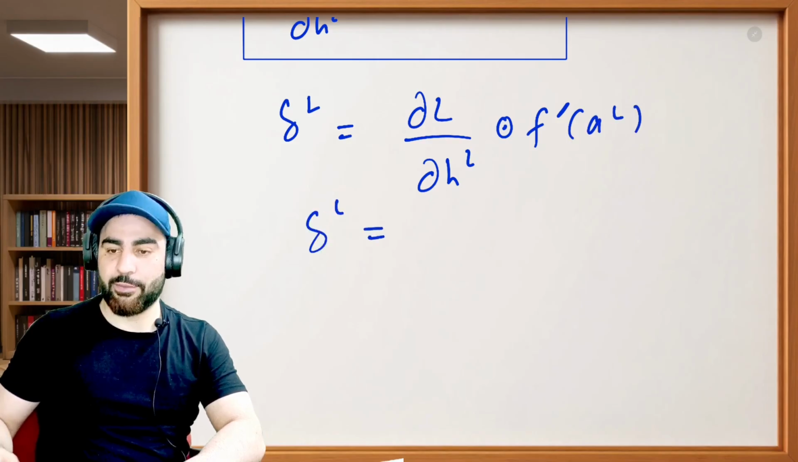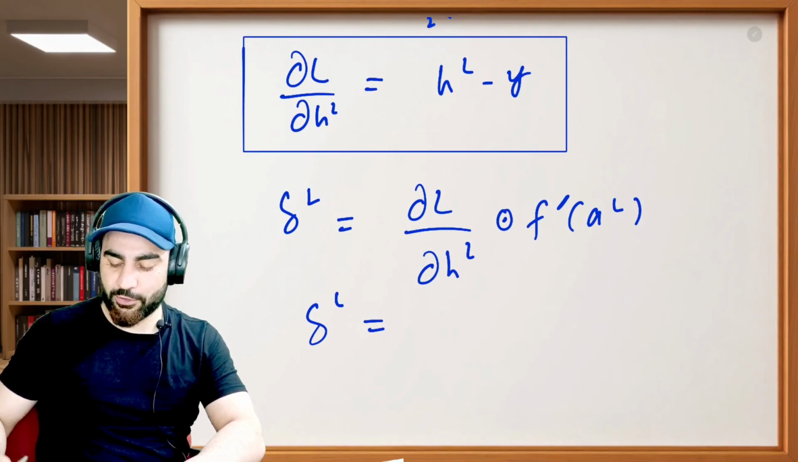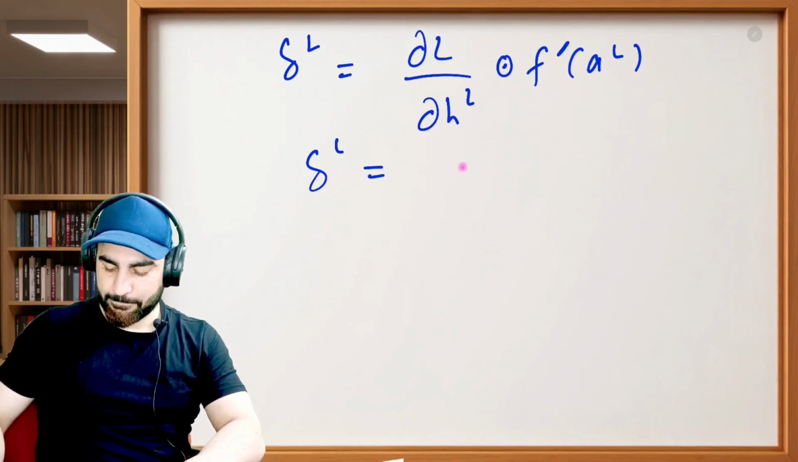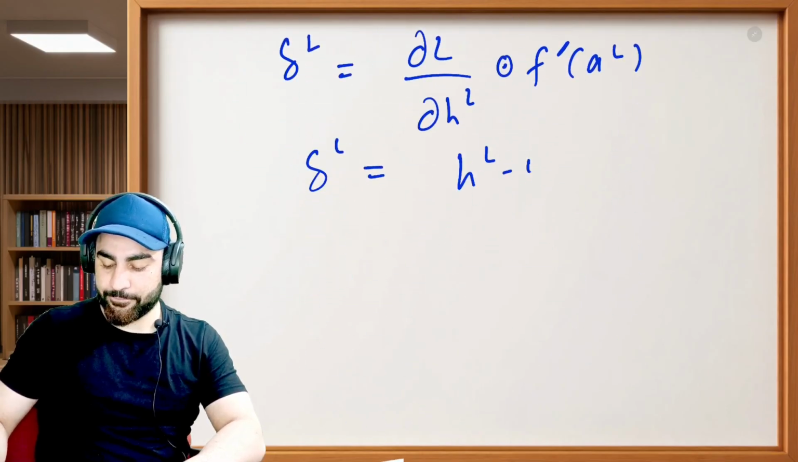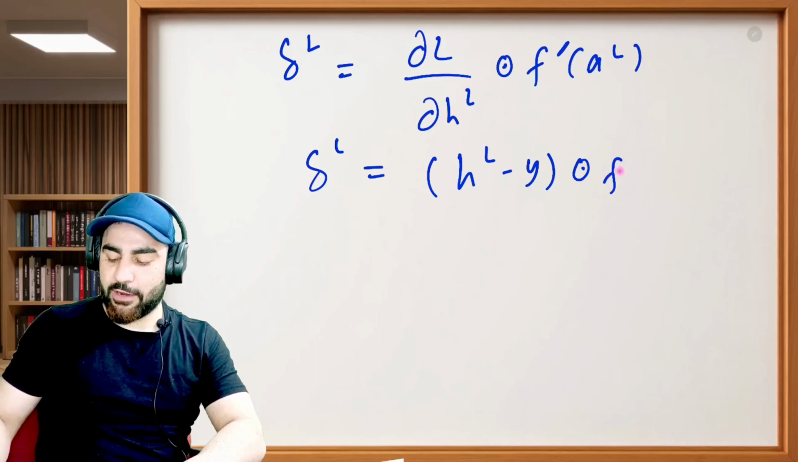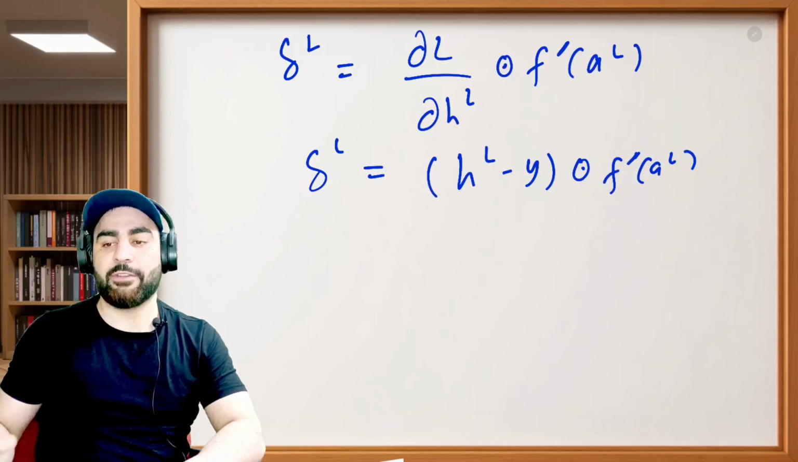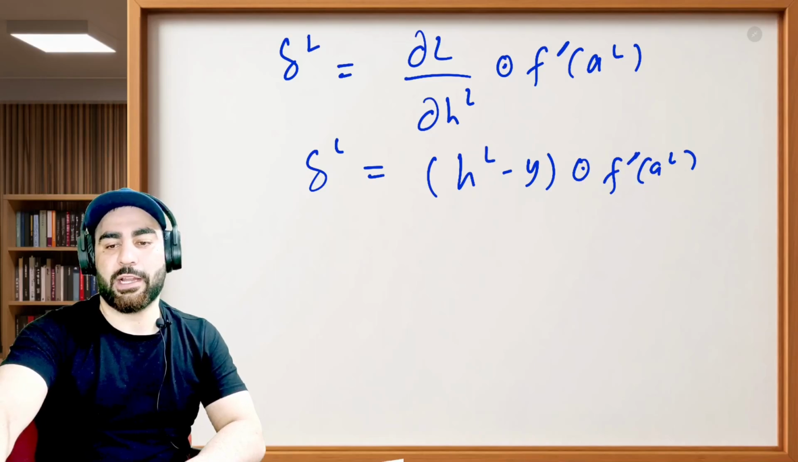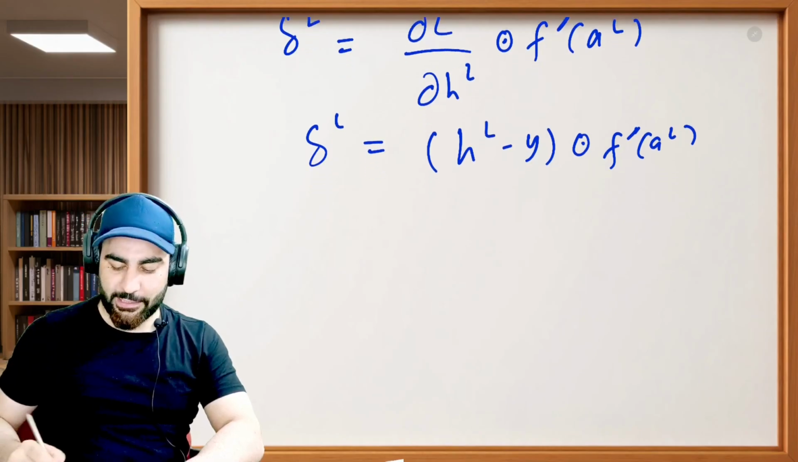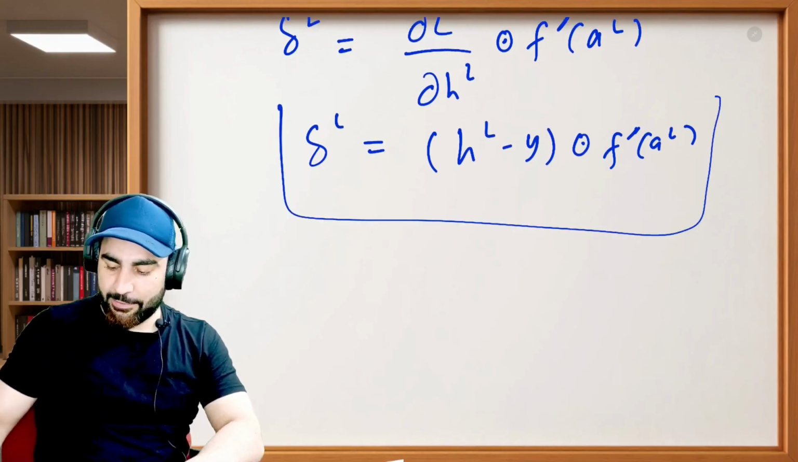So ∂L/∂a_L can be directly computed. If you take the derivative of this, it is equal to this: (h_L − y), Hadamard multiplied with f'(a_L), and that depends on whatever activation you have used over here. You will again do that. Similarly, for cross entropy you also get the same thing. This is for MSE.